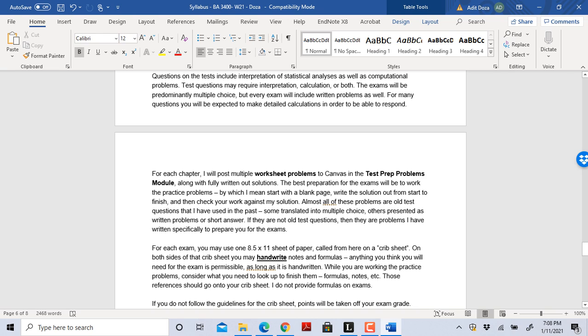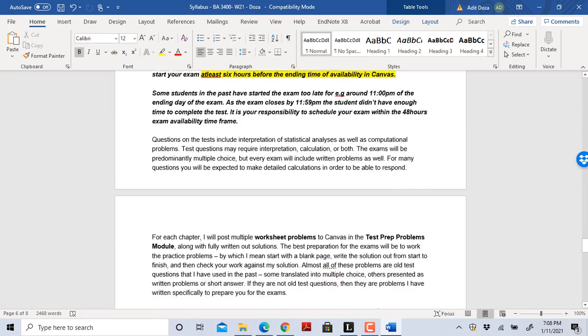Also, I will post worksheet problems. In the past I used to grade the worksheets. From this semester onwards I don't grade the worksheets. Okay, so they're there for you to practice, because the worksheets are like the exam type questions. So it's a good idea to practice the worksheets, and if you don't have time, then at least do the Mindtap problems and the homeworks. But worksheets are highly recommended.